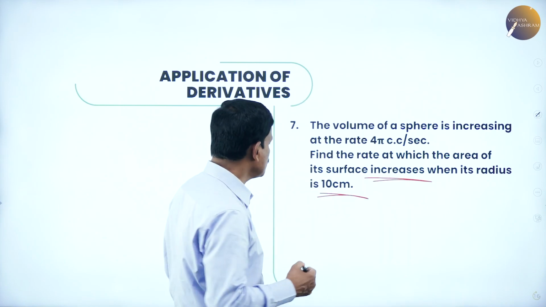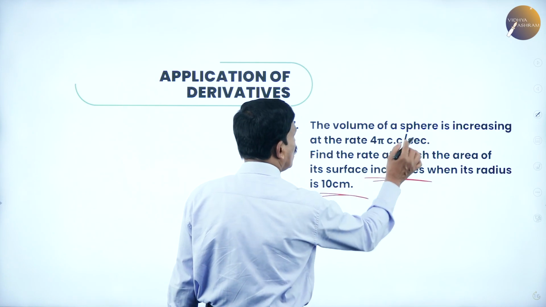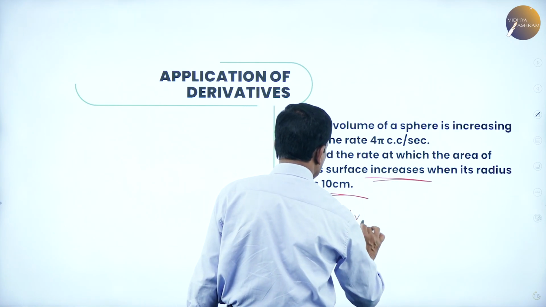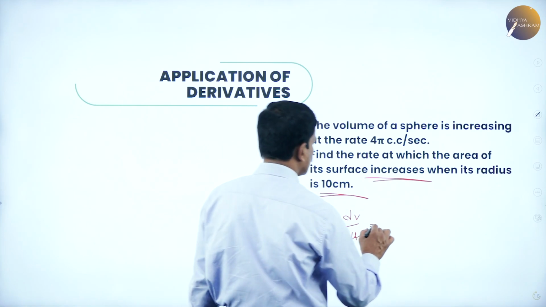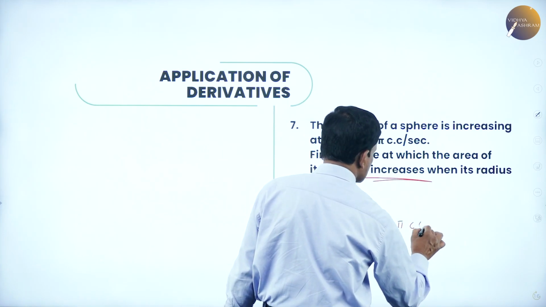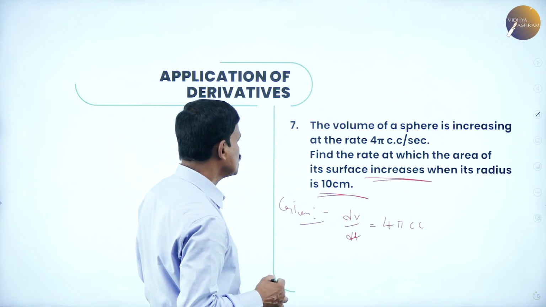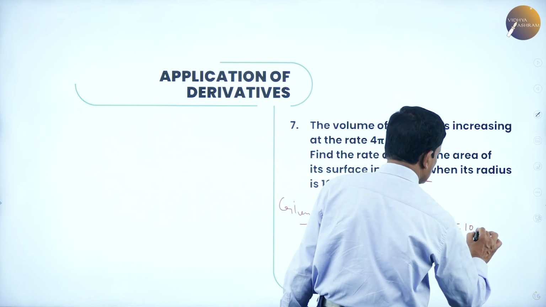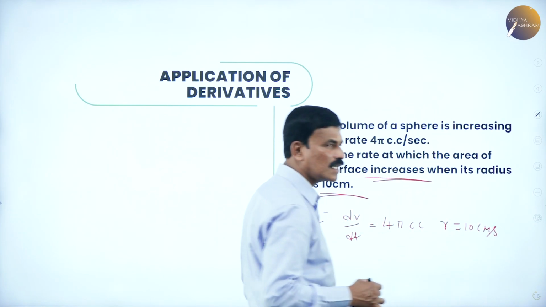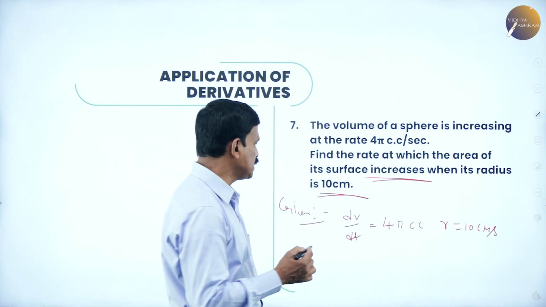Now just write down what is given here. Given that the volume of the sphere, that is dv by dt, is increasing at the rate of 4 pi cc per second. Find the rate at which the area of the surface is increasing when its radius r is equal to 10 centimeters. Right. Now what is required is to find the rate of change of area, dA by dt.